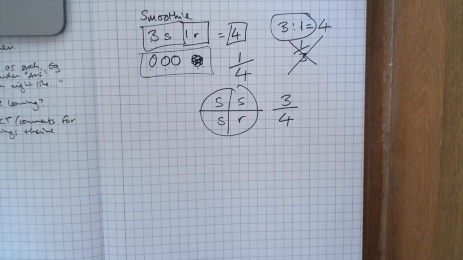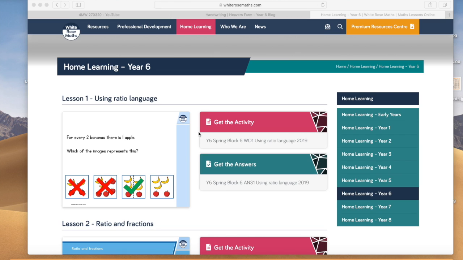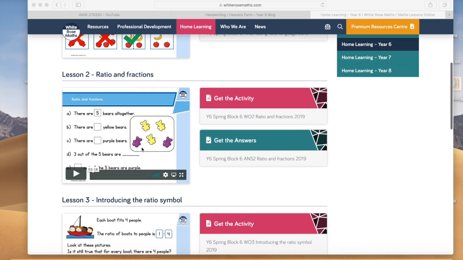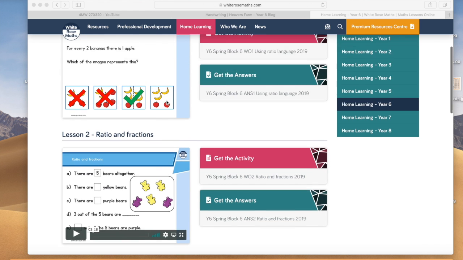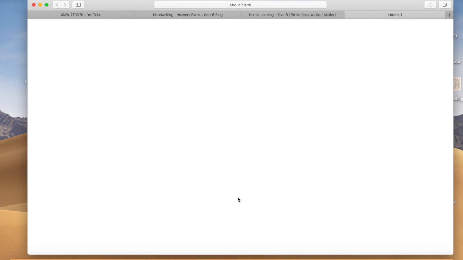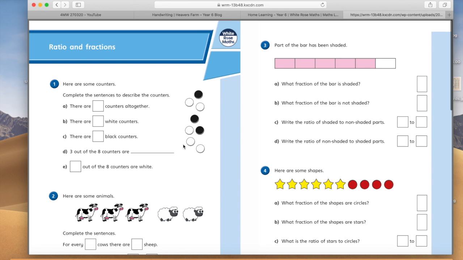I'm going to send you over to the video now. I'll show you that on screen very quickly. Right, so as I say, it's all about ratio and fractions today. I'm going to post a direct link, but you're going to whiterosemaths.com and you're going to the Home Learning Year 6 section. We are going to do lesson 2. There is a short video, it's only a 3-minute video that I would like you to have a look at. And then I'm going to ask you to have a go at this activity. I will show you the activity now.